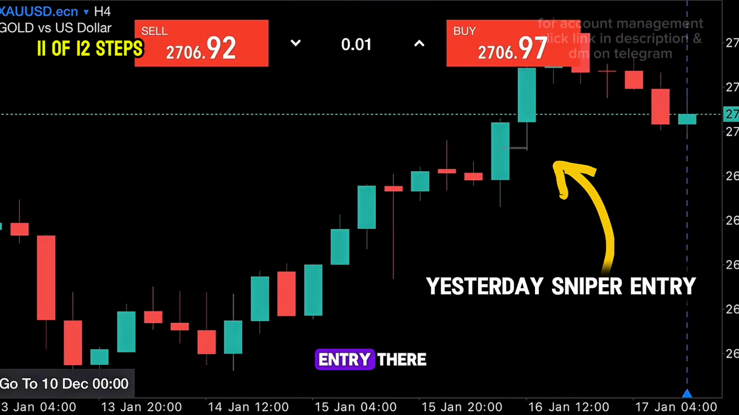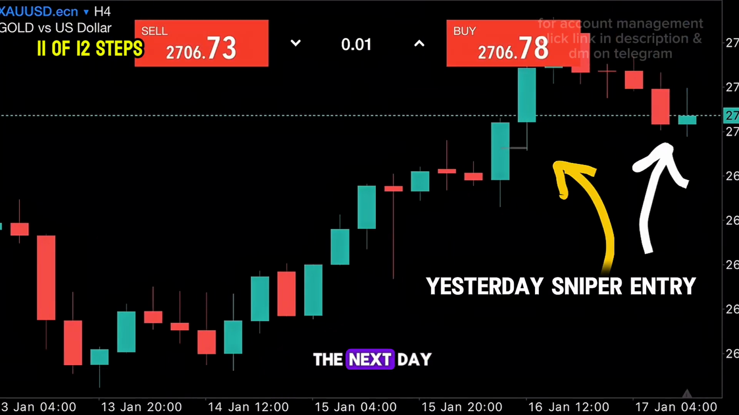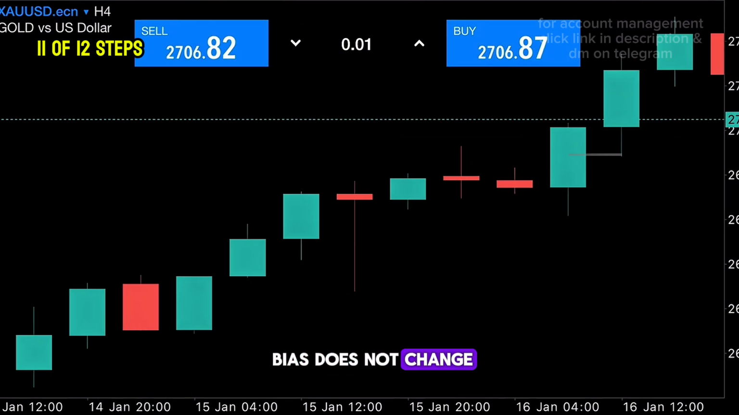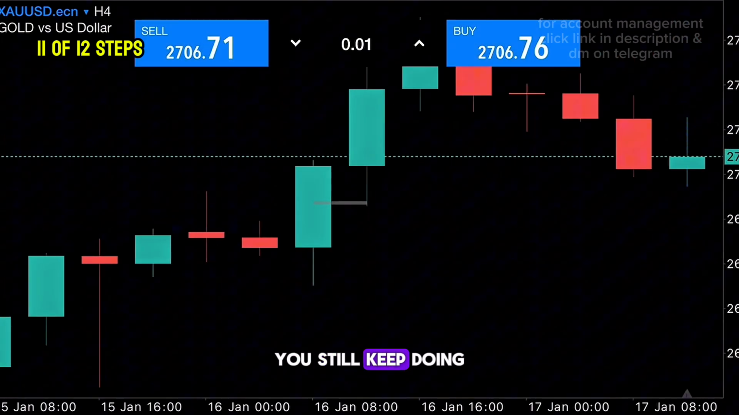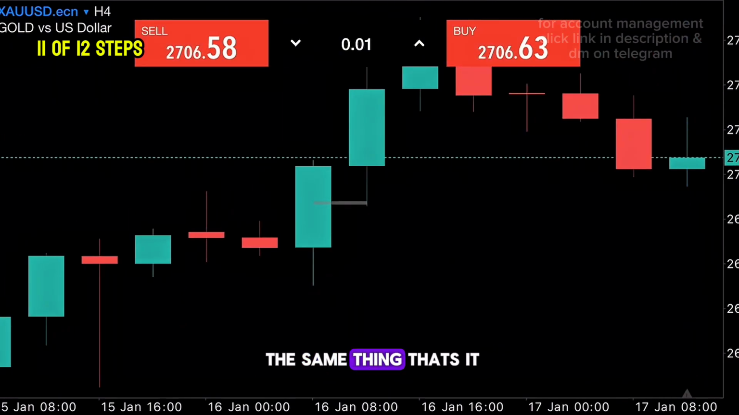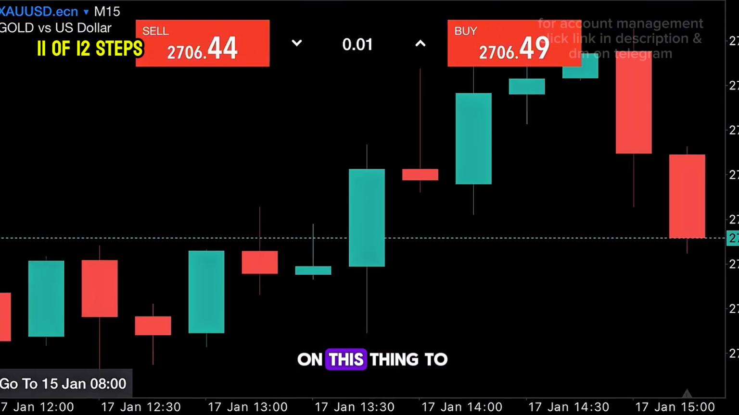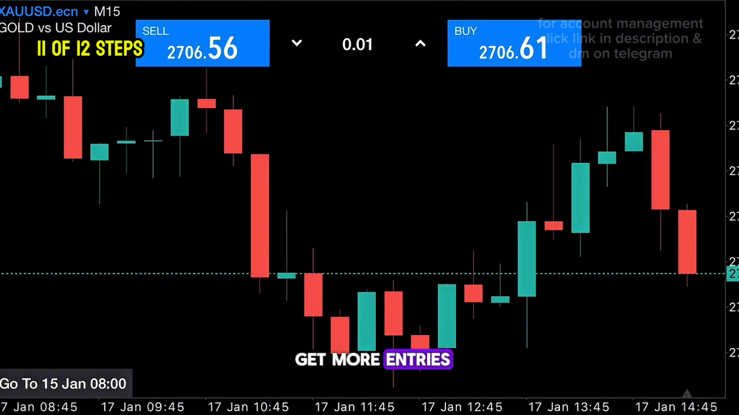That's my sniper entry there. And today, this is the next day. So I'm still looking to buy at this point there. So if your bias does not change, you still keep doing the same thing. That's it. So I dropped lower on this thing to get more entries.